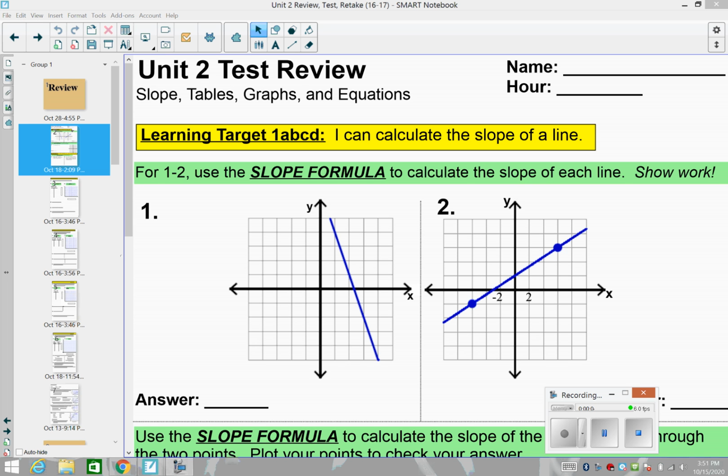Hey, math friends. So our learning target today is I can review Unit 2 test review. So everything from Unit 2 in your review packet will be discussed here. So the first learning target is using the slope formula to calculate slope of the line.